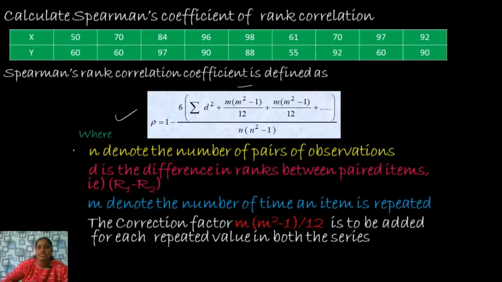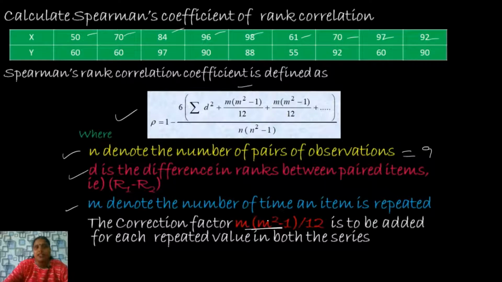So you know already n denotes the number of pairs of observations. Here we have 1, 2, 3, 4, 5, 6, 7, 8, 9. So totally we have 9 pairs of observations. D is the difference in ranks between paired items. This is calculated after assigning ranks, and m denotes the number of times a particular value is repeated, and we have to add this correction factor whenever a value is repeated.